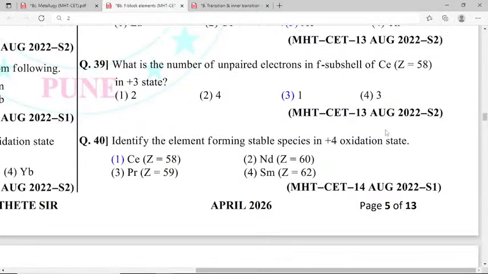What is the number of unpaired electrons in the f orbital of cerium? 1. It has 1 unpaired electron in the f orbital in +3 oxidation state. So cerium +3 is 4f1, 5d0, 6s0. So this is only 1 electron in the 4f of lanthanoids.